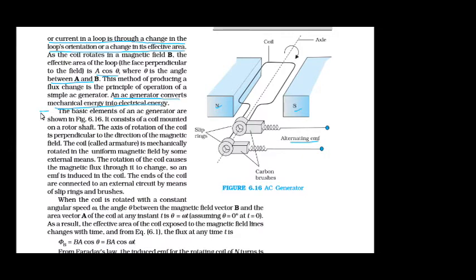So remember, this is a 5-mark question which is the most important question of this chapter: the AC generator. This part gives the principle or working of the generator. This part gives the construction or details, construction plus working.